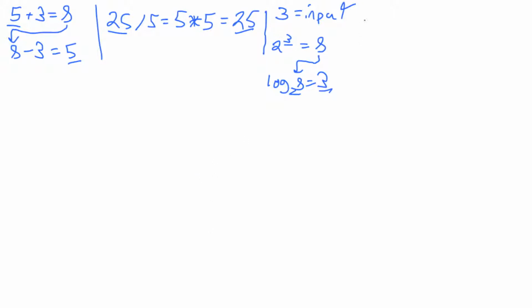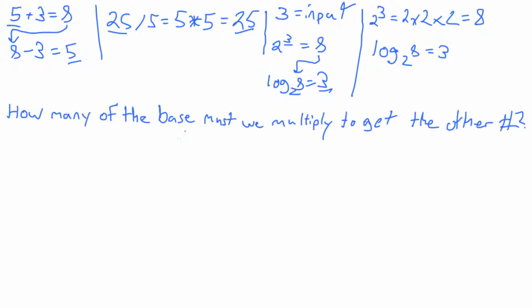So let's dissect the meaning of this a little. When we write an exponential function like 2 to the third, what we mean is multiply 2 by itself 3 times. So 2 times 2 times 2 is equal to 8. If we write a logarithm, log base 2 of 8 equals 3, what we mean is how many of the base must we multiply to get the other number?